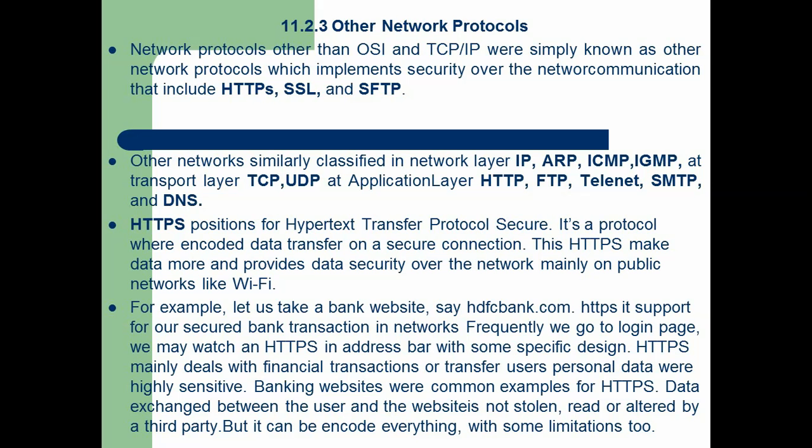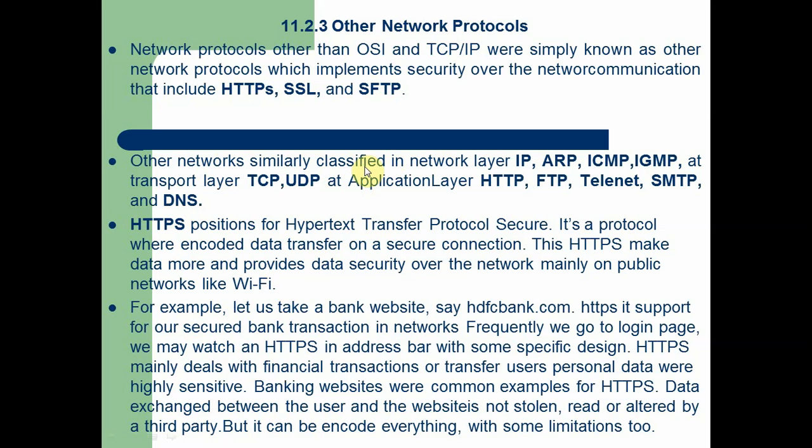Other than these protocols, there are other network protocols we use in different layers. Here we discuss some of them in this topic. Network protocols other than OSI and TCP are simply known as the other network protocols category, which implement security over the network communication, and that includes HTTPS, SSL, SFTP.